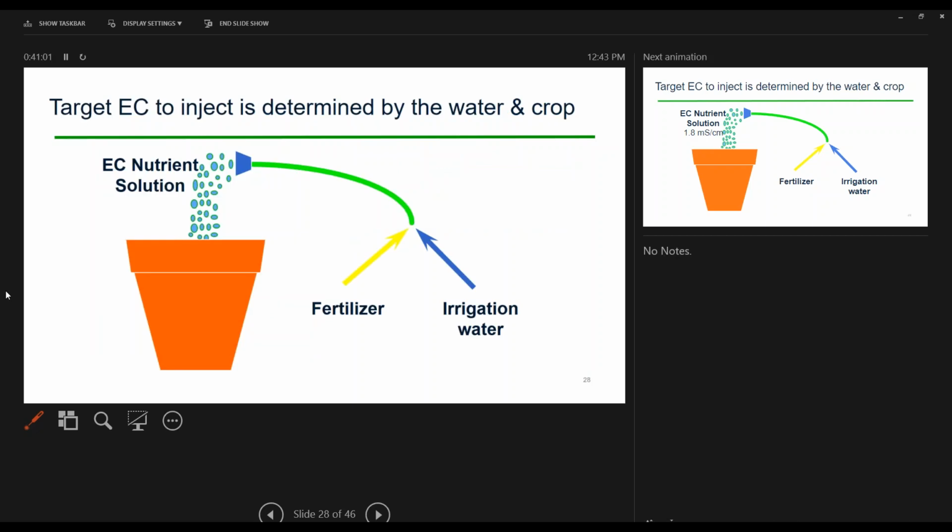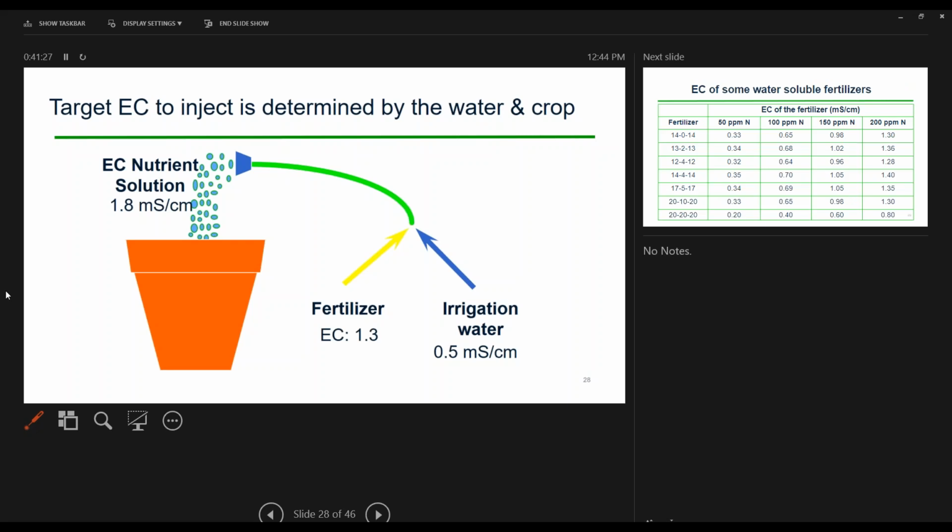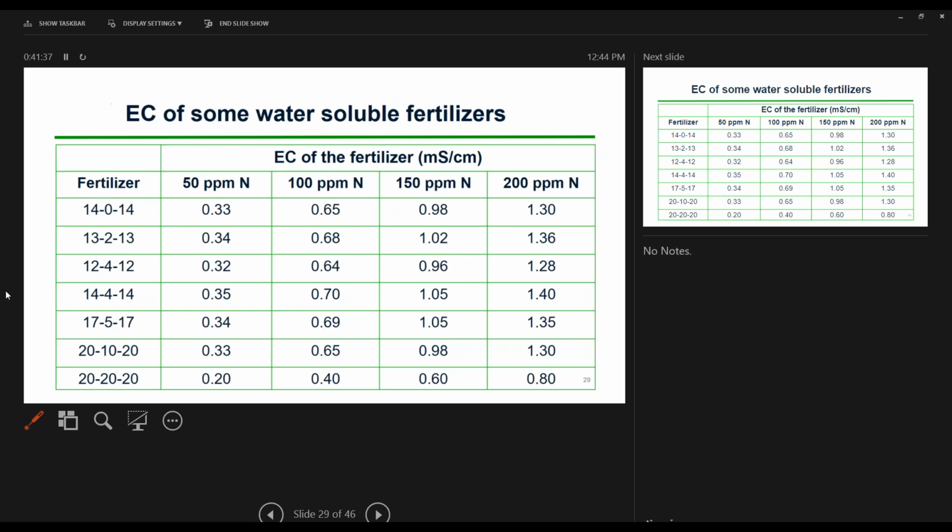So that's when it comes to the type of fertilizer. Now, when it comes to the amount of fertilizer, you want to make sure that you target the electrical conductivity to inject the amount you want. So in this example, let's say we want to have 1.8 millisiemens per centimeter. We know that the literature or the seed companies provide you that range. If you know that your irrigation water has 0.5, then you basically know, okay, I need to supply 1.3 with my fertilizers to make sure that I'm within the optimum range that the crop can tolerate.